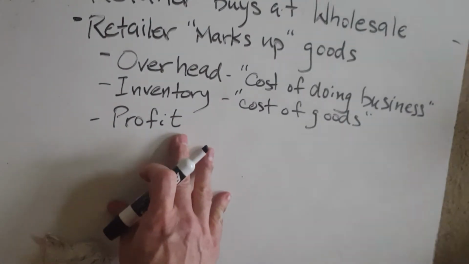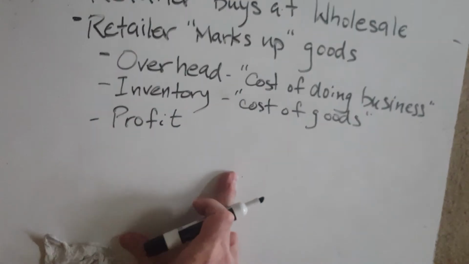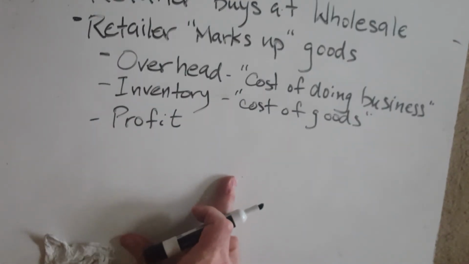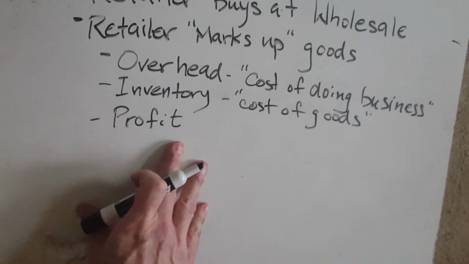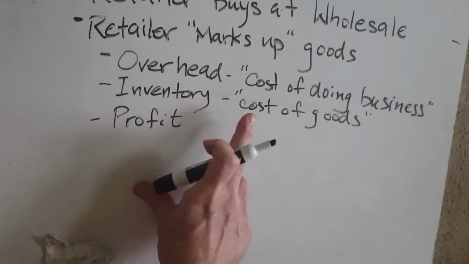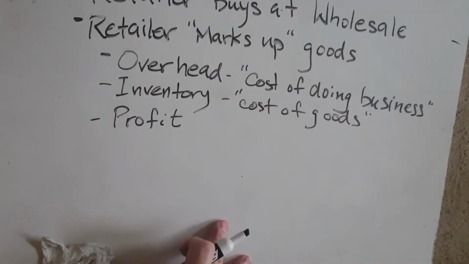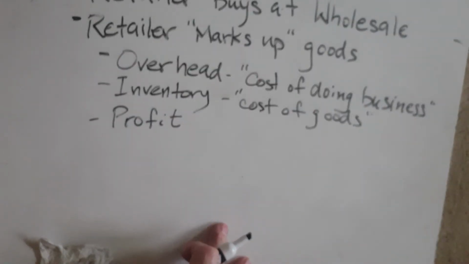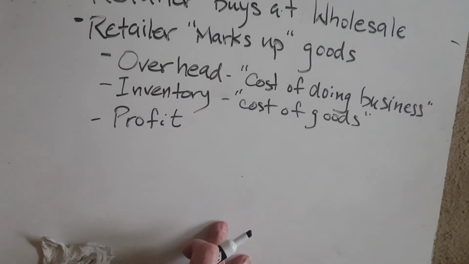His profit, remember, has to cover his overhead. It has to cover the money that he pays the electric company, what he pays in rent, and what he buys his goods for at wholesale. Those are costs that he's going to have to pay every month. So he's got to sell a certain amount of goods before he even breaks even.